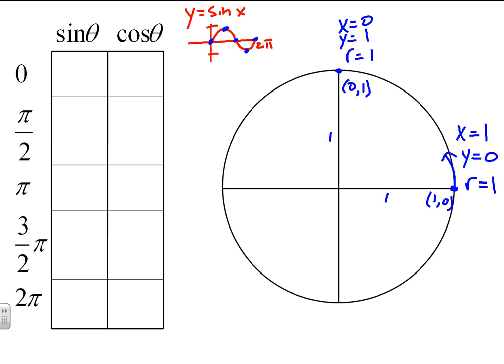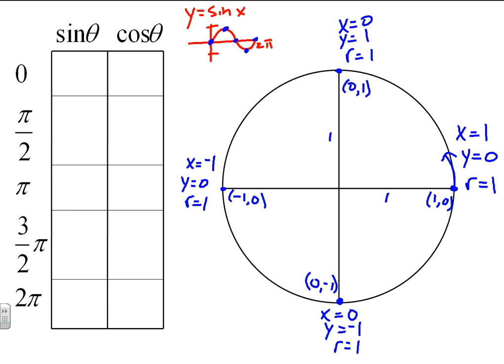By the time we continue our tour around to 180 degrees, or pi, we now would be at a point -1, 0, making x -1, y 0, r is always 1. At 270 degrees, or 3/2 pi, this point would now be 0, -1. X, of course, then is 0. Y is -1. R is always 1.